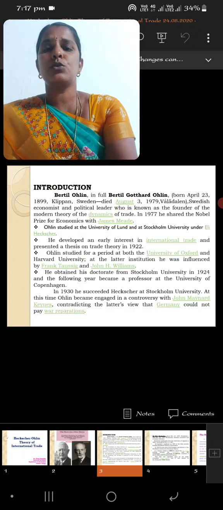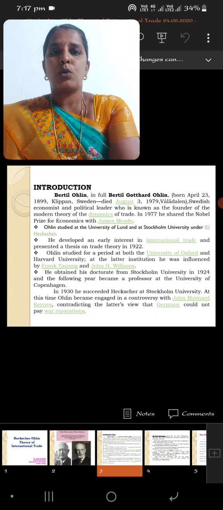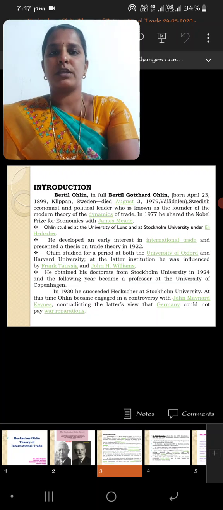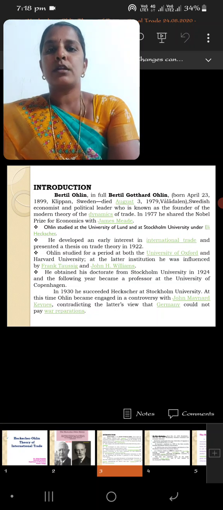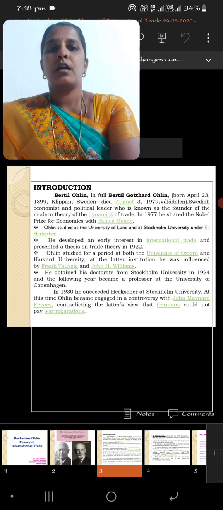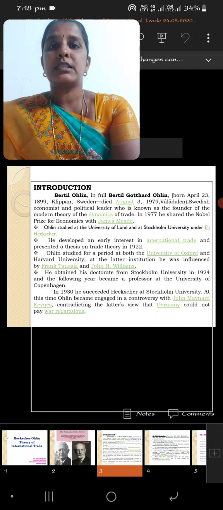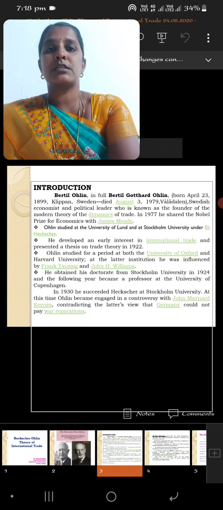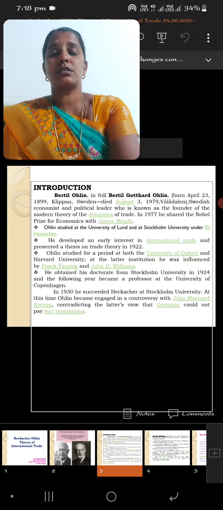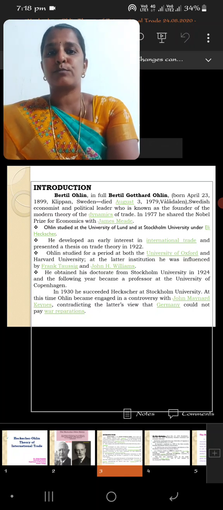Okay. Next, if we look briefly at the economist Bertil Ohlin, his full name is Bertil Gotthard Ohlin. He was born on April 23, 1899. He died on August 3, 1979. He is a Swedish economist and political leader. He is a founder of the modern theory of international trade, that is, the dynamics of trade. Dynamics in the sense of changes, not in a static position.